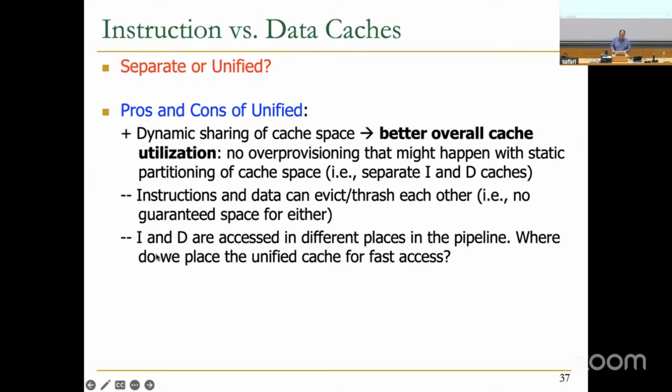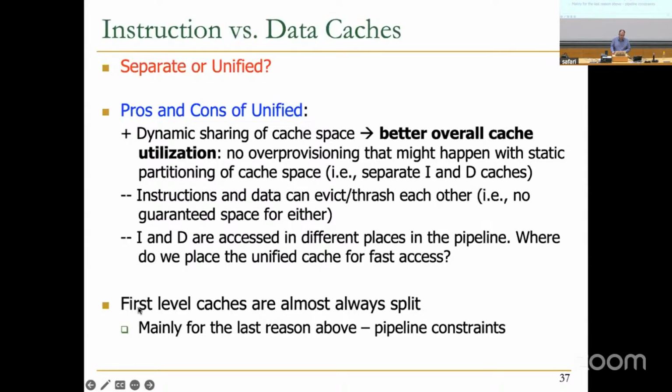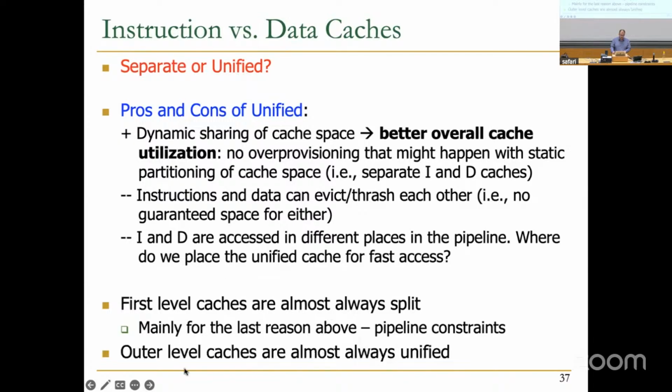So that's why for the first level caches, people almost always decide to use separate caches. L1 instruction and L1 data caches are very usually separated in our systems, mainly for the last reason I said. But other level caches are almost always unified. So for L2, for example, you don't have separate ones. You have a unified L2 for data and instructions, and the same for L3. Also in your DRAM, they are unified. So that's the idea about this.